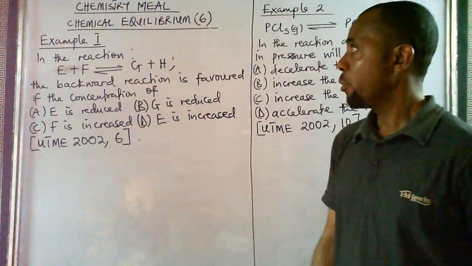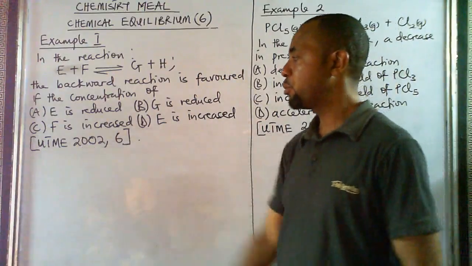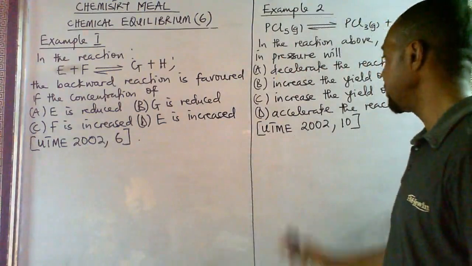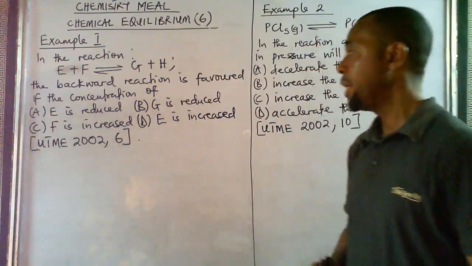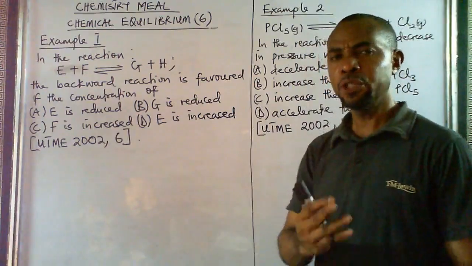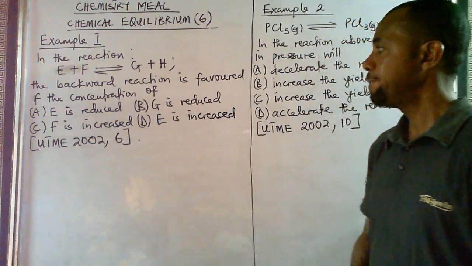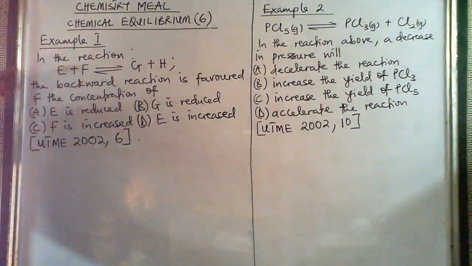So we have two questions from UTME. This one is from 2002, question number 6, December 2002, question number 10. That's to show you that this question is always there in UTME and also in WAEC. All right, so let's look at the question together, starting with the first example.